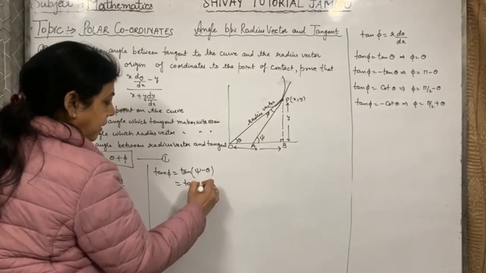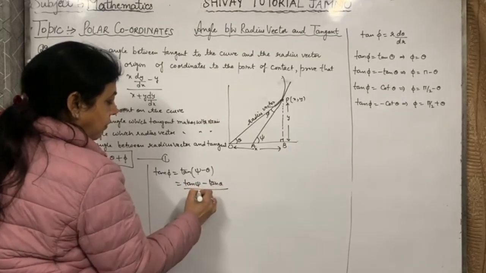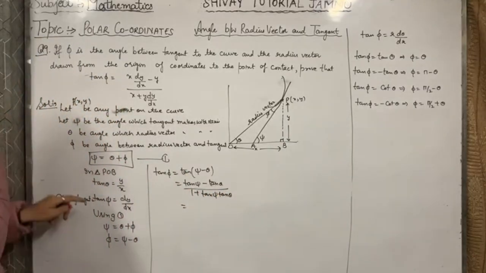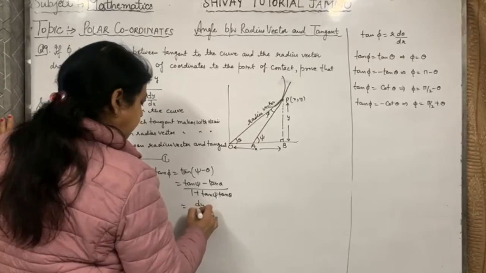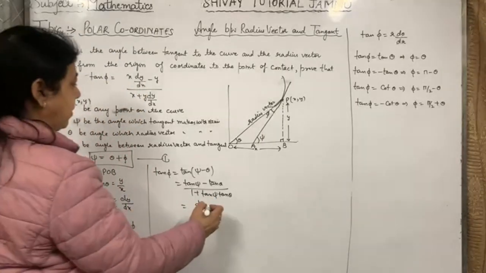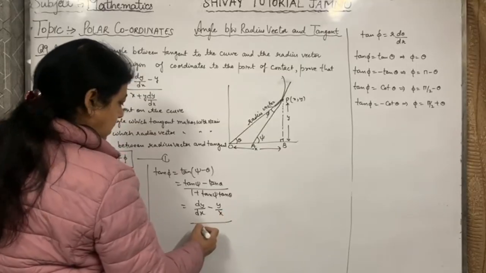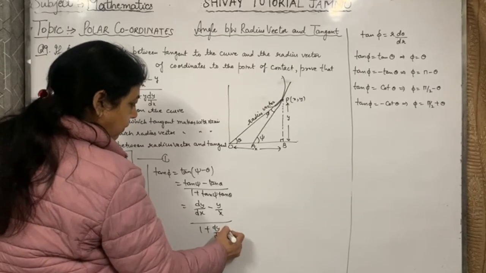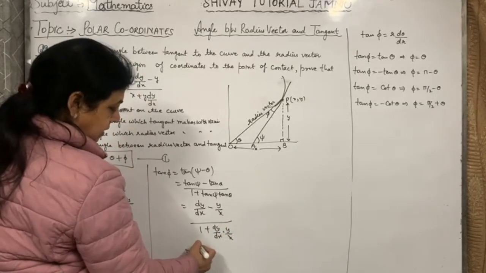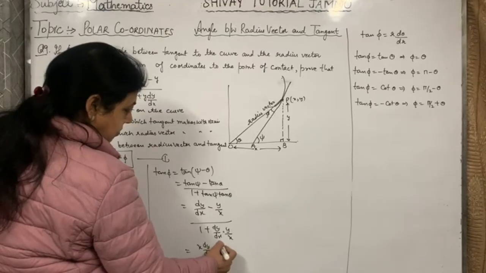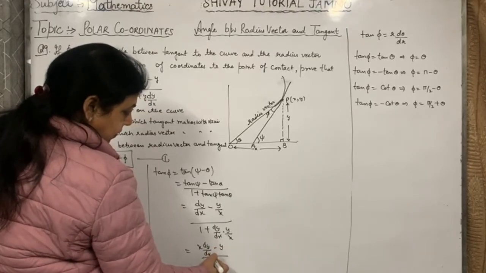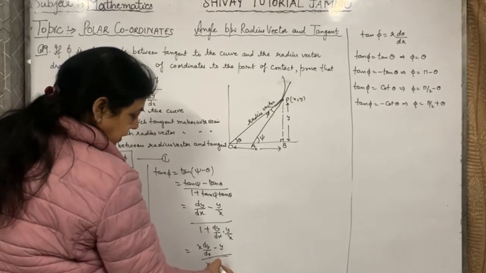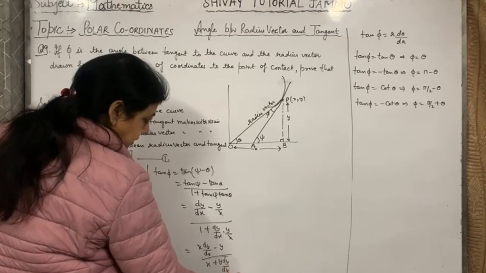Tan phi will be tan of psi minus theta. Tan A minus B identity: tan A minus tan B upon 1 plus tan A tan B. What is tan psi? Tan psi is dy by dx and tan theta is y upon x. 1 plus tan psi tan theta is dy by dx into y upon x. We will take LCM: x dy by dx minus y, upon x plus y dy by dx. This is the answer.